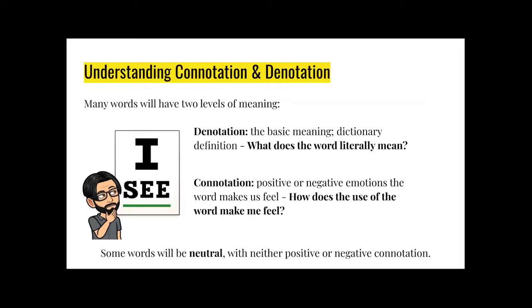Many words are going to have two levels of meaning. When we talk about denotation, that is the basic meaning of the word. We could say it's the dictionary definition. In this case, we're asking, what does the word literally mean? Connotation is the other level of meaning. And this deals with the positive or negative emotions that a particular word makes us feel. Here we're going to ask, how does the use of the word make me feel personally?